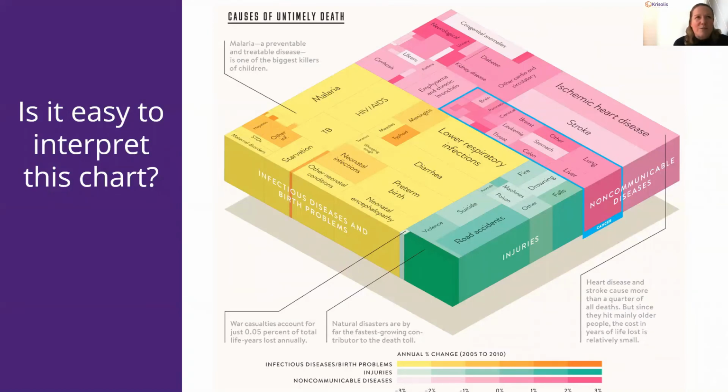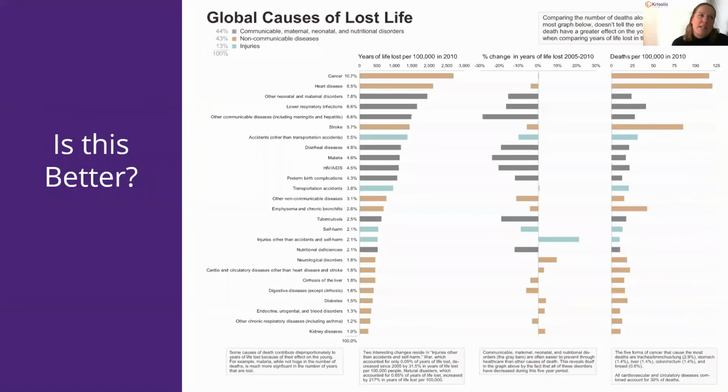If it was in a glossy magazine where you just wanted good aesthetics, you might go, all right. But if we think about how we could present this information in a more effective way, this is a way of doing it. So here, first of all, we have the chart title. We're told it's global causes of loss of life. We can see the time it's from.